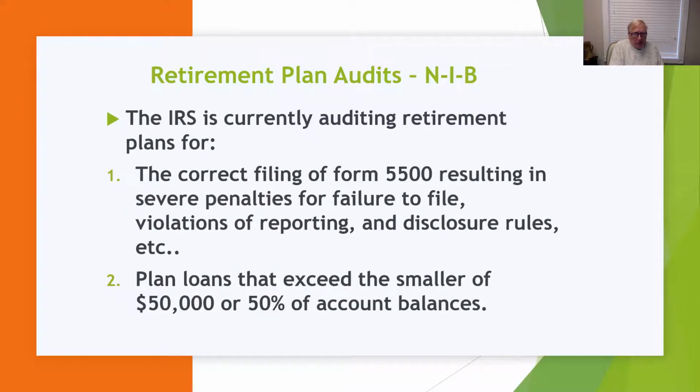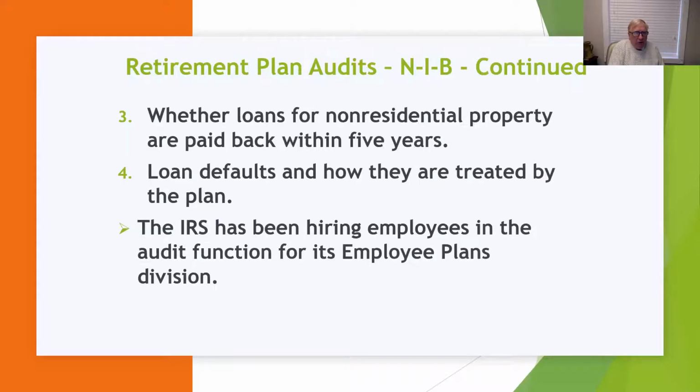Retirement plan audits: the IRS has actually hired some people in the employee pension division. And what they're looking at is the correct filing of Form 5500, resulting in severe penalties for failure to file, violations of reporting and disclosure rules. The head of the IRS employee plan division said that it is their belief that 83% of all these plans have gross deficiencies. They're looking at plan loans that exceed the smaller of $50,000 or 50% of account balances.